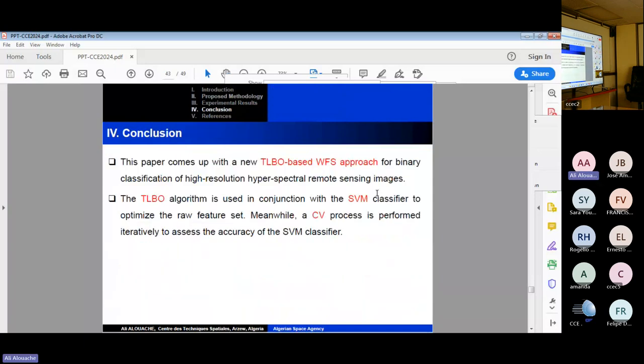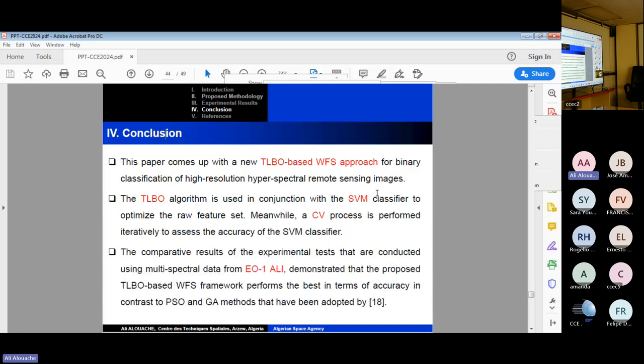Conclusion. This paper comes with a new TLBO-based wrapper feature selection approach for binary classification of high resolution, high spectral remote sensing images. The TLBO algorithm is used in conjunction with the SVM classifier to optimize the raw feature set. Meanwhile, a cross-validation process is performed iteratively to assess the accuracy of the SVM classifier. The comparative results of the experimental tests that are conducted using multispectral data from EO-1 ALI demonstrated that the proposed TLBO-based wrapper feature selection framework performs the best in terms of accuracy in contrast to PSO and GA methods that have been adopted by reference 18.